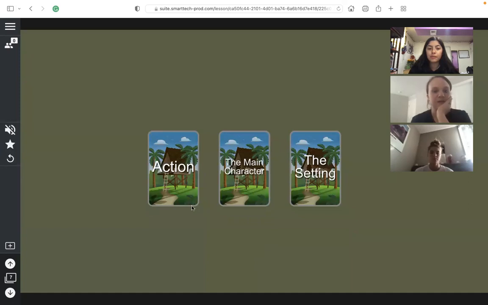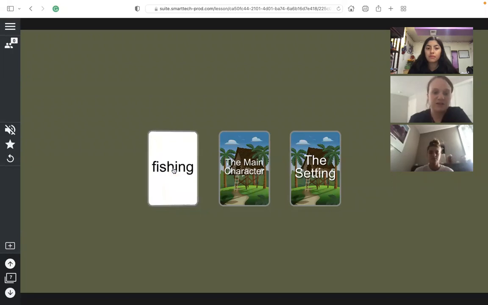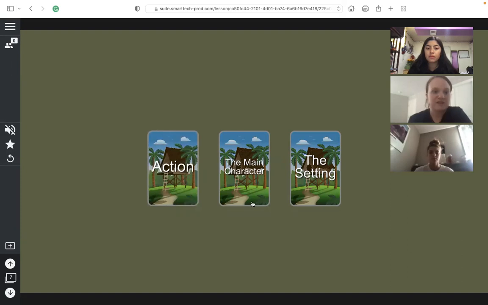And then this one, it's just like a card flip. So if you hit action and you click on it, it'd be fishing. So the kids will be given the short story to read, and it's about a little boy who goes fishing with his dad. So this kind of shows them how to break down a story, like what were they doing? The action would be fishing.